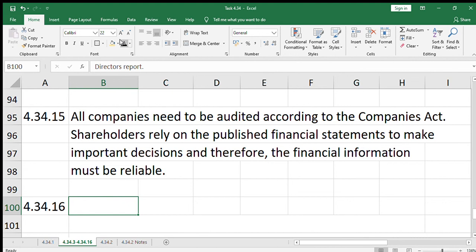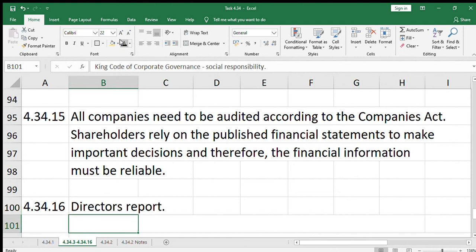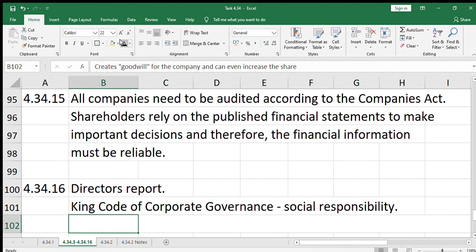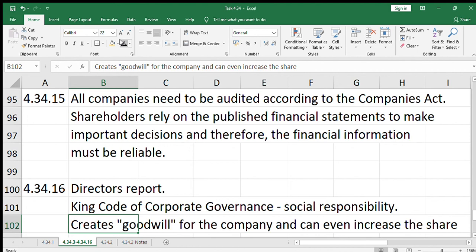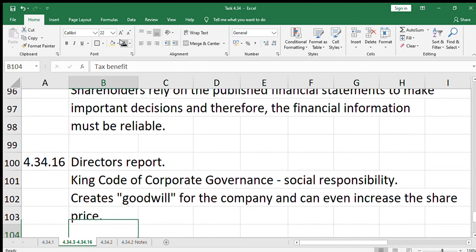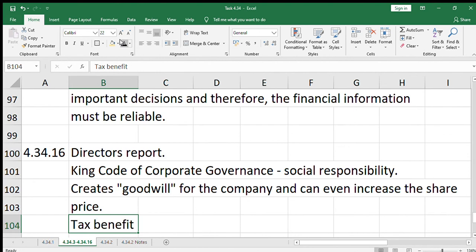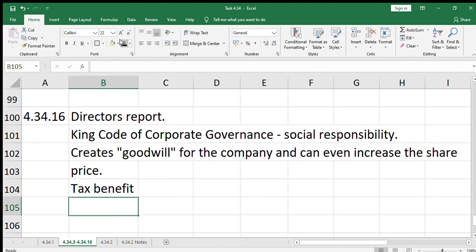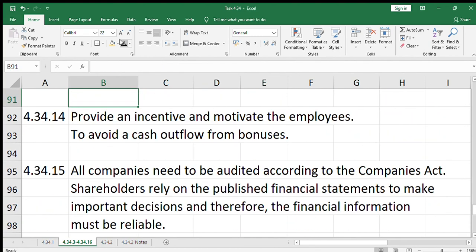4.34.16. This company has provided sponsorship to certain welfare organizations and disadvantaged schools. Explain why and how the directors should highlight this when they prepare the financial statements. This information goes into the directors' report. It's also in keeping with the King Code of Corporate Governance with regard to social responsibility. It creates goodwill for the company and can even increase the share price. There's also a tax benefit for donations. So those are the important things you need to pick up.